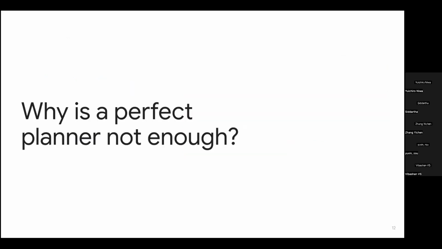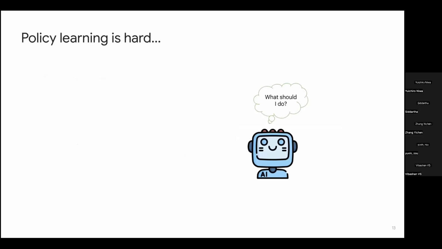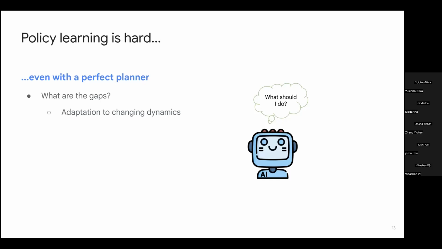Why is a perfect planner not enough though? Because even if we had a perfect planner, it wouldn't be enough. Policy learning is hard, even with a perfect planner. So let's overview the gaps real quick. Adaptation to changing dynamics. In your space, you move, objects move, things drop. It's an ever-changing environment that a robot needs to be able to adapt to. So any model we have needs to be able to adapt.